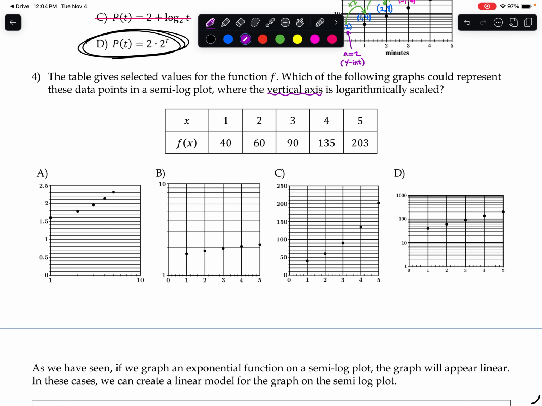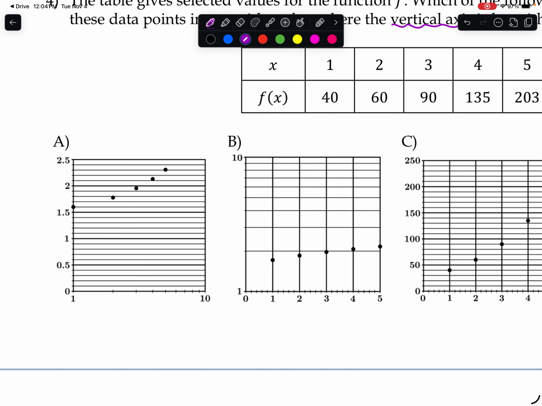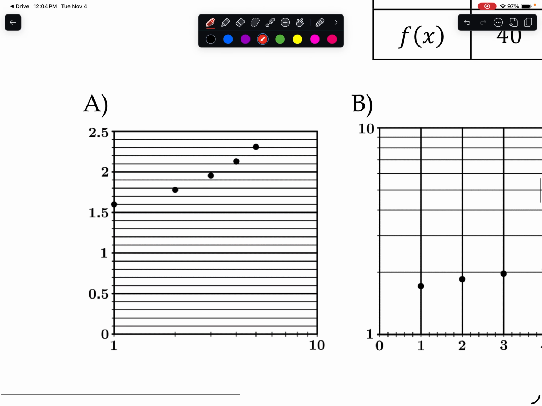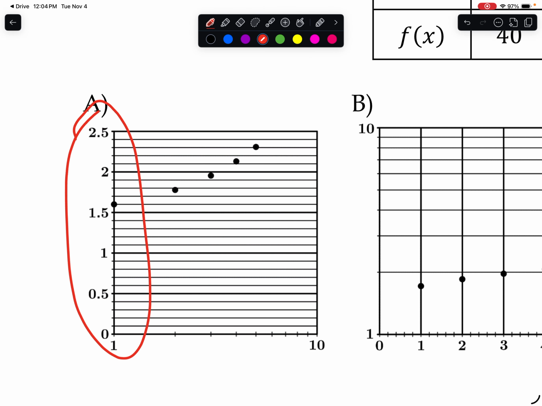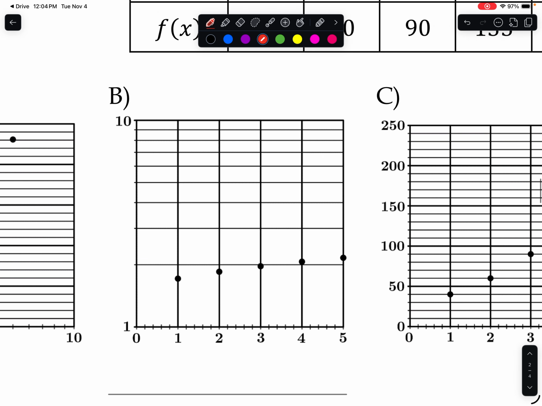So first off, they're going to logarithmically scale the vertical axis. So just take a look at your given graphs, and we're going to look to see which one of these has been scaled correctly. So if I look at option A, your vertical axis is not even scaled by a base of 10 or even just logarithmically scaled. So A is out.